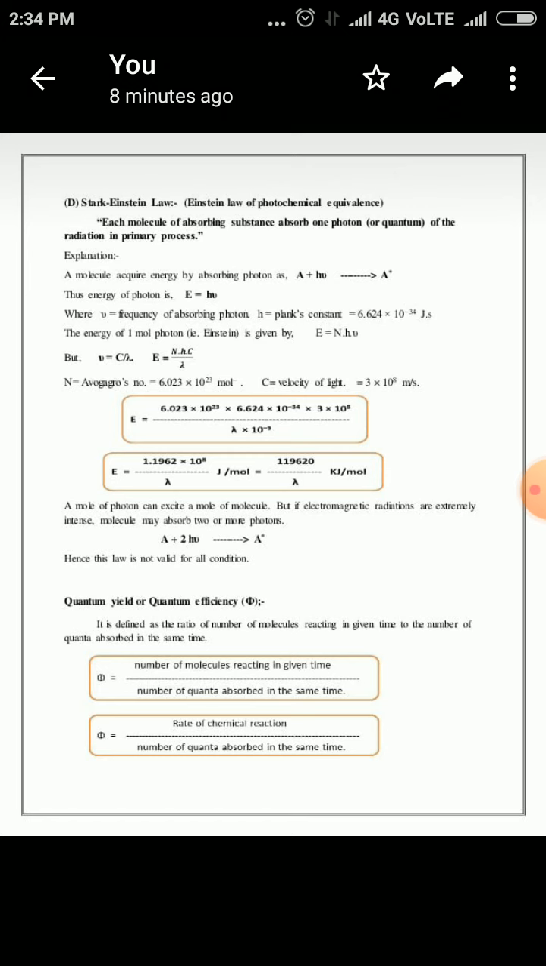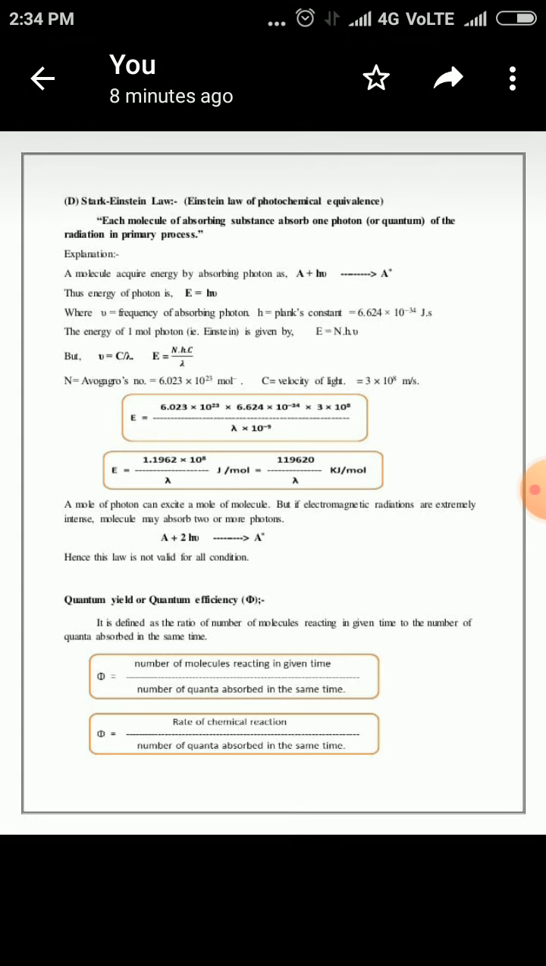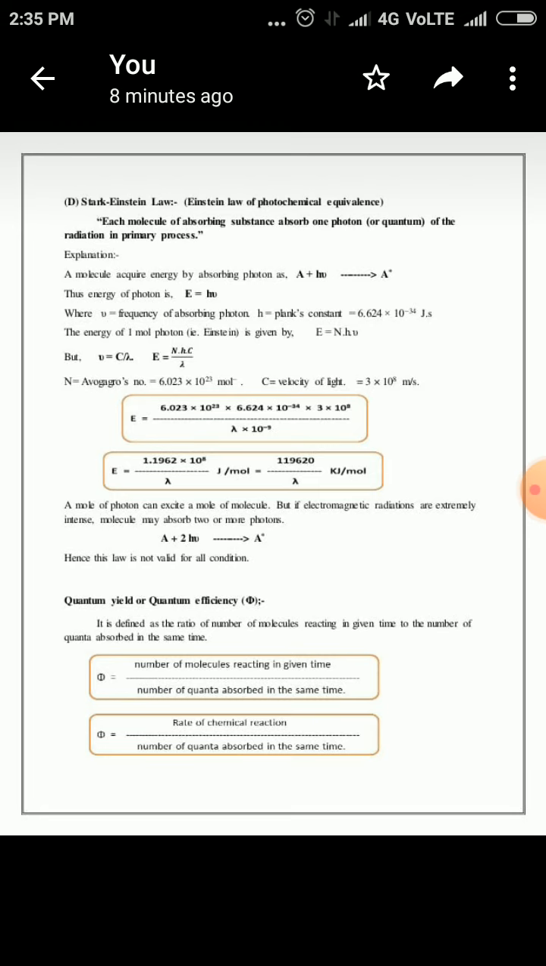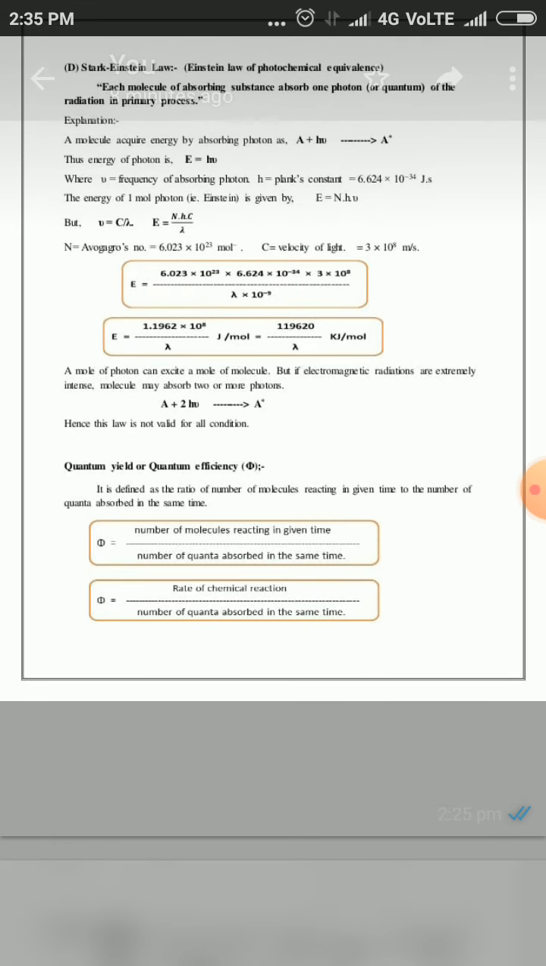Next is the Stark-Einstein law. According to this law, each molecule of the absorbing substance absorbs one photon of the radiation in the primary process. The explanation is that a molecule acquires energy by absorbing a photon as A plus h nu gives A star. Thus the energy of a photon is E is equal to h nu. So we can write E is equal to Nhc upon lambda. When we put in these values, finally we get E is equal to 1.1962 into 10 to the power 5 upon lambda joule per mole.